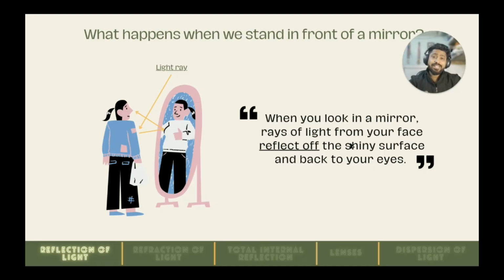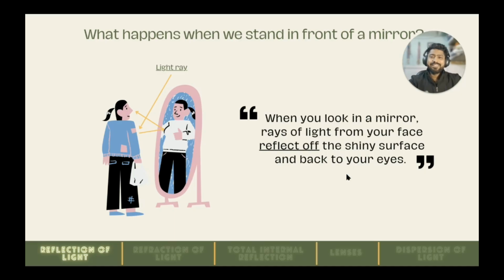Now, when you look in a mirror in a bright room, rays of light from your face strike the mirror and then bounce back to your eyes. The ray that strikes the surface is called the incident ray. The ray that bounces off is the reflected ray. The line drawn perpendicular to the surface at the point of incidence is called the normal.